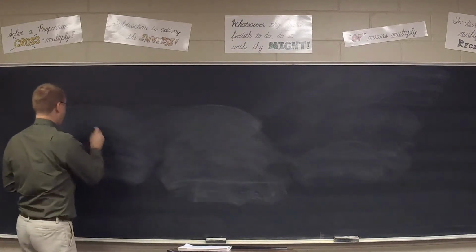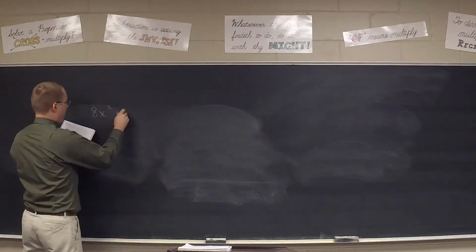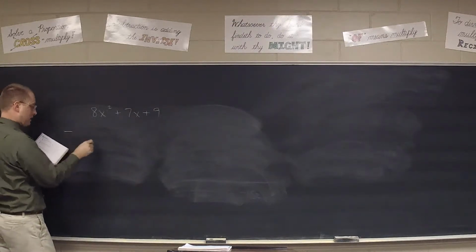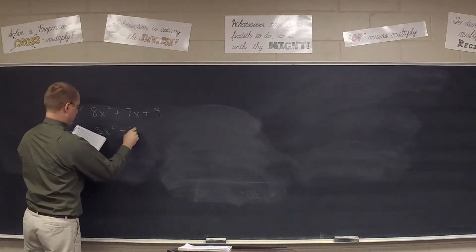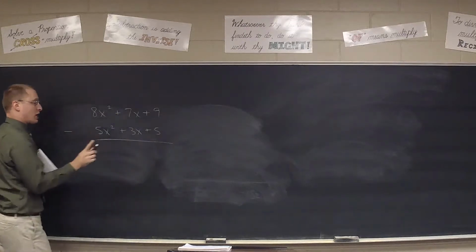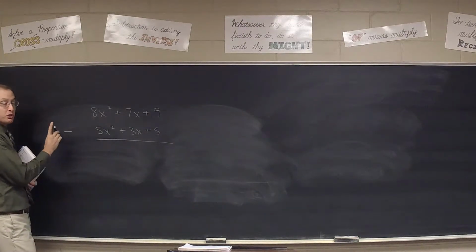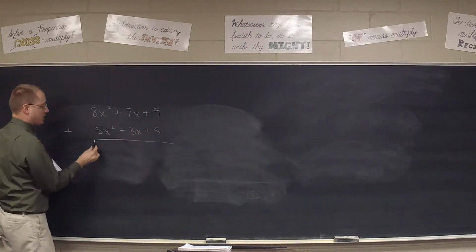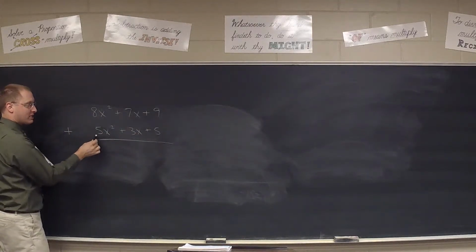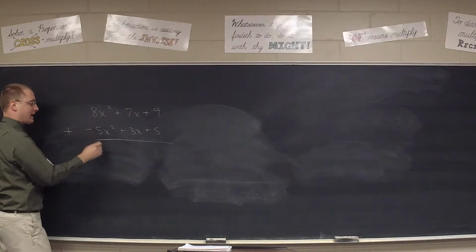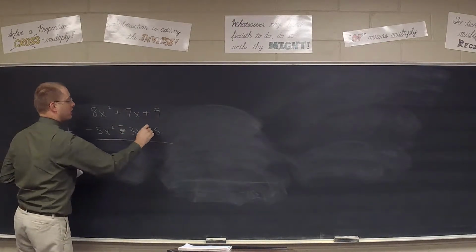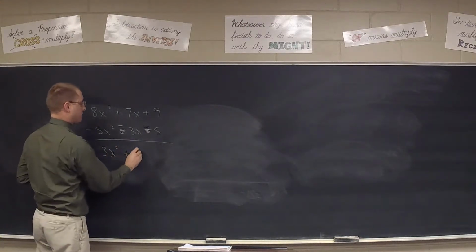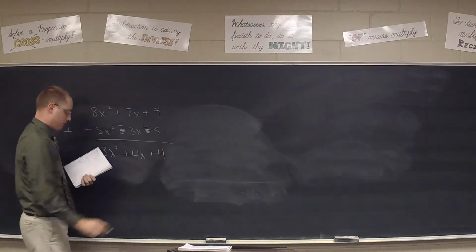So number 8, we've got the 8x squared, the positive 7x, the positive 9, and we're being told to subtract a 5x squared, positive 3x, positive 5. But again, we don't subtract, we add the inverse. So I'm going to change my subtraction to addition, and every one of these signs has to change. Well, this is an understood positive. It has to change. Negative, negative, negative. Now I can add them together to get 3x squared, positive 4x, positive 4.